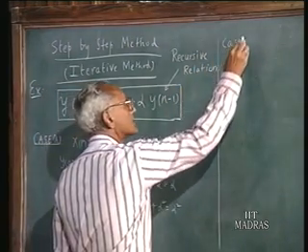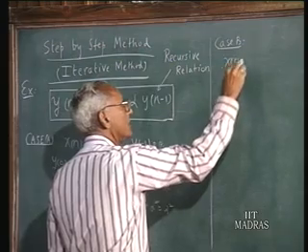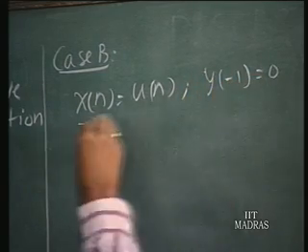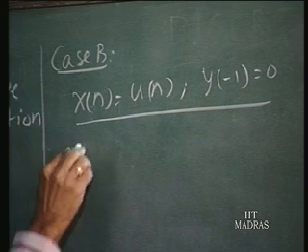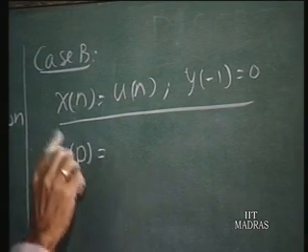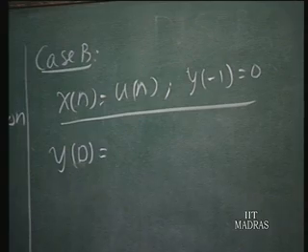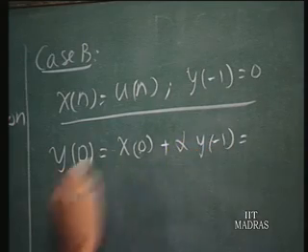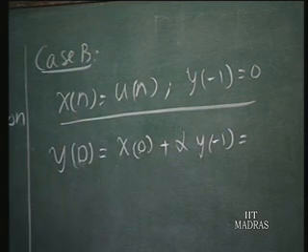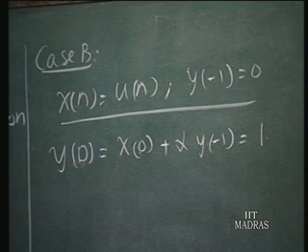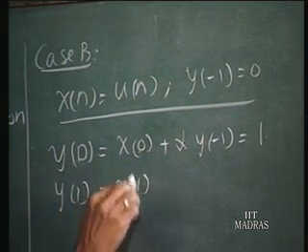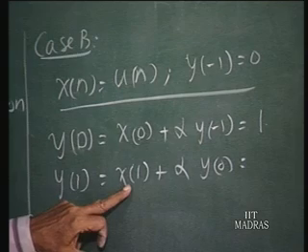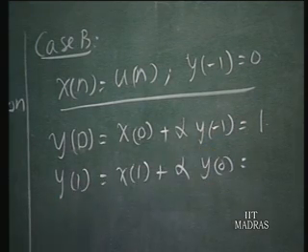Case B, let us illustrate this further. Now let us take xn to be un, a unit step, and once again let us take y minus 1 equals 0. So proceeding as before, y0 is x0 plus alpha times y of minus 1. x0 is 1 because xn is un, and alpha times y of minus 1 is 0, therefore this is 1. y1 equals x1 plus alpha times y0. x1 happens to be 1 because the unit step continues to be 1. Alpha times y0 is alpha times 1, therefore it will be 1 plus alpha.